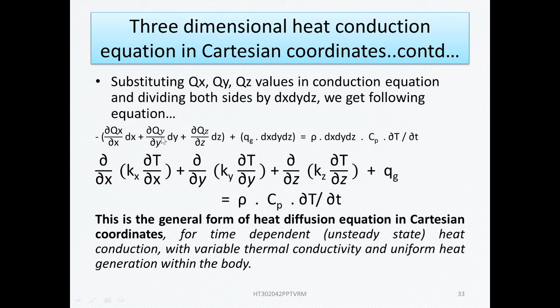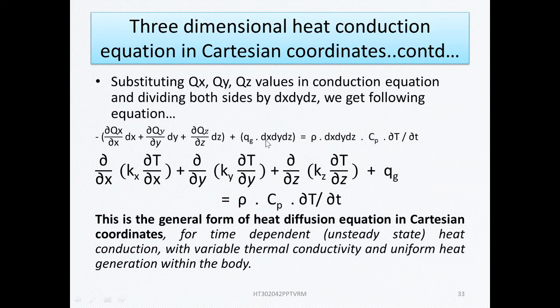So the equation is briefly written here again in small font. This qx will be replaced by Fourier's equation, qy will be replaced by Fourier's equation, and qz will again be replaced by Fourier's equation. So what remains is ∂/∂x of kx ∂T/∂x plus ∂/∂y of ky ∂T/∂y plus ∂/∂z of kz ∂T/∂z. All remaining parts are the same. Here you can see the difference.